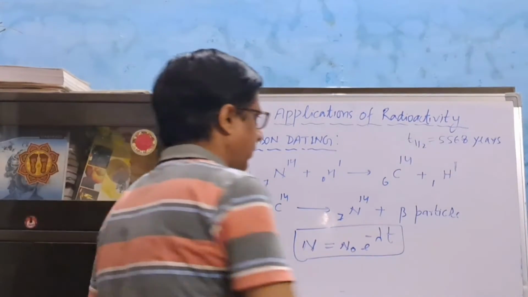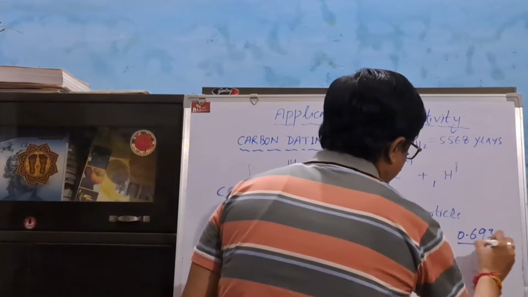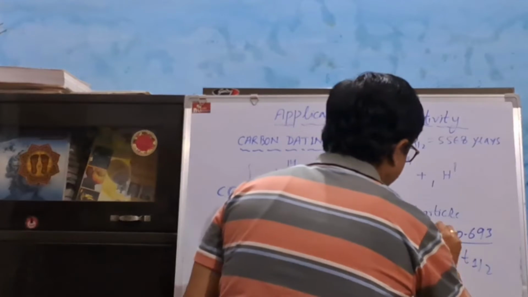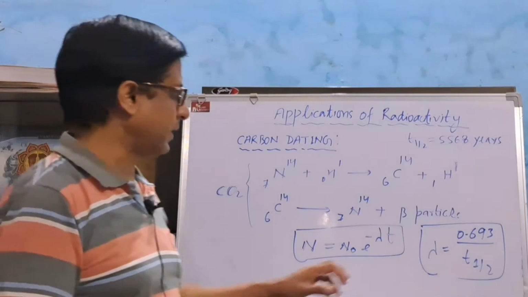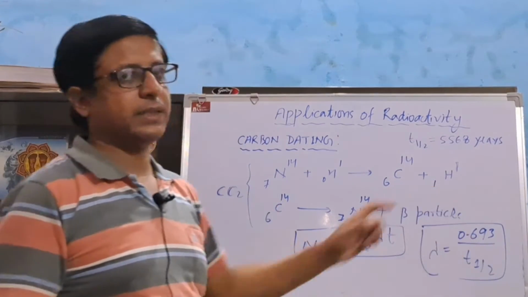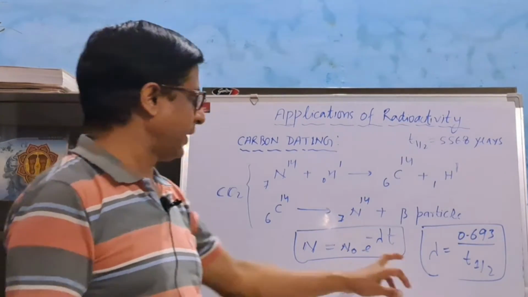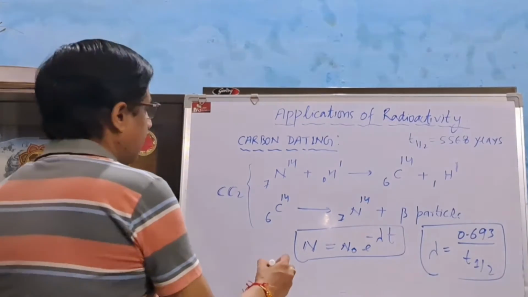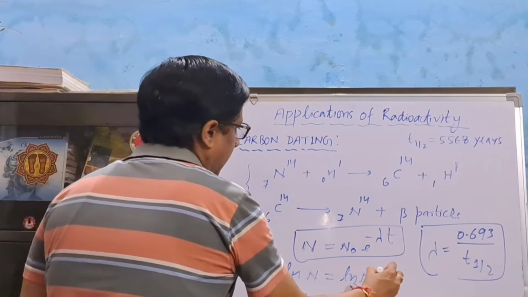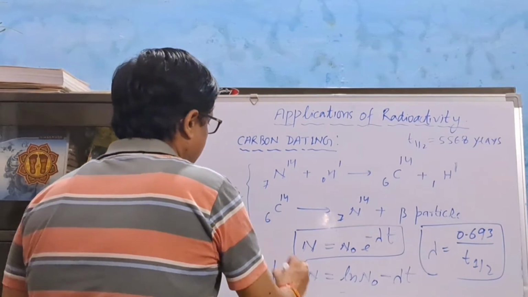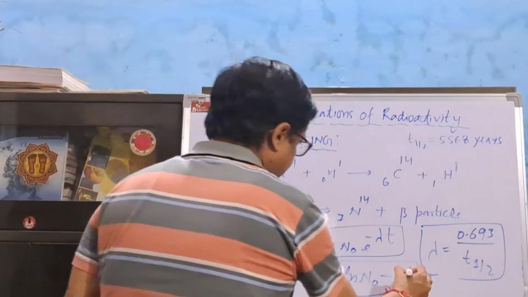We can calculate the value of the disintegration constant lambda by using this relationship. Since we know radioactive decay follows first order kinetics, lambda can be calculated by using this relationship. Here T half is equal to 5568 years, so we can determine lambda. Now, taking the natural log of both sides, we obtain this equation: ln n is equal to ln n0 minus lambda t.